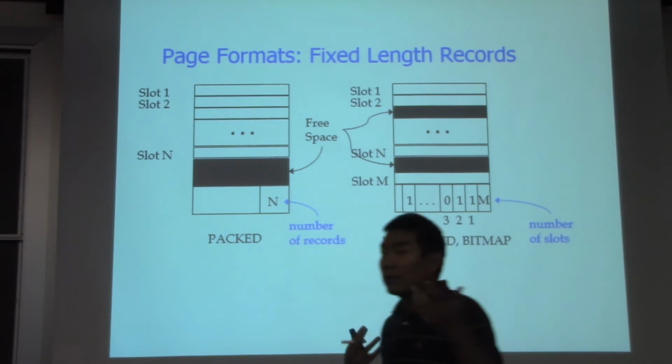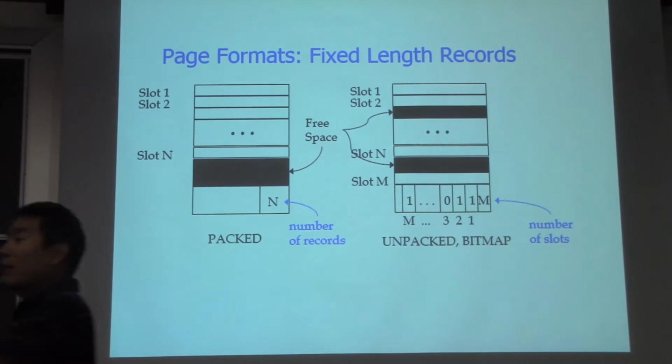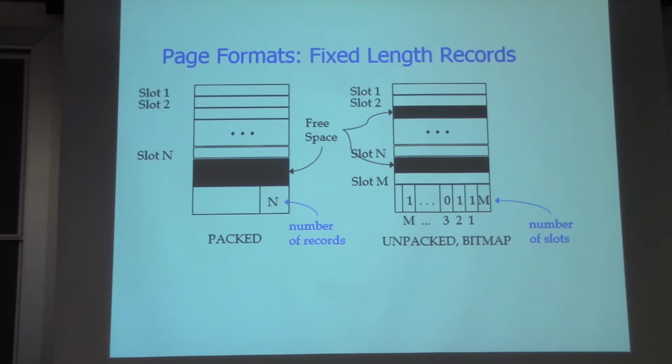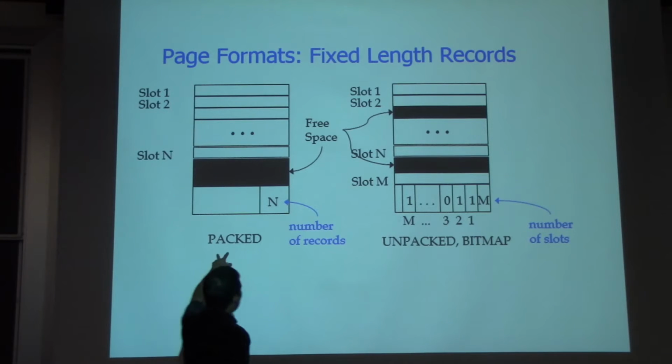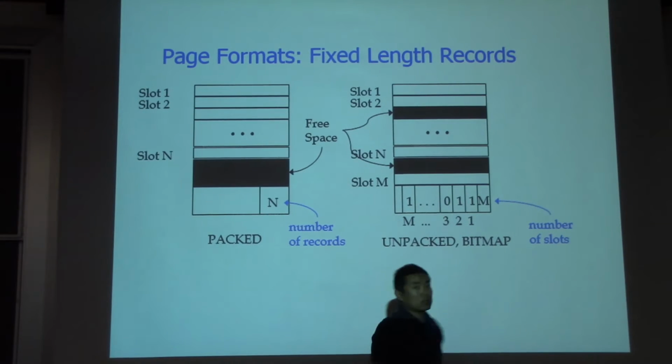And when do you have a fixed length record? When every single attribute is fixed length, you have a fixed length record. If you have at least one attribute that's variable length, then the entire record becomes variable length. So for fixed length records, you can do either a packed approach or an unpacked approach.